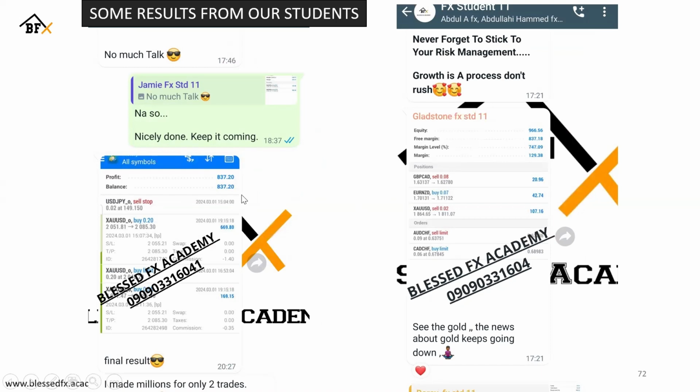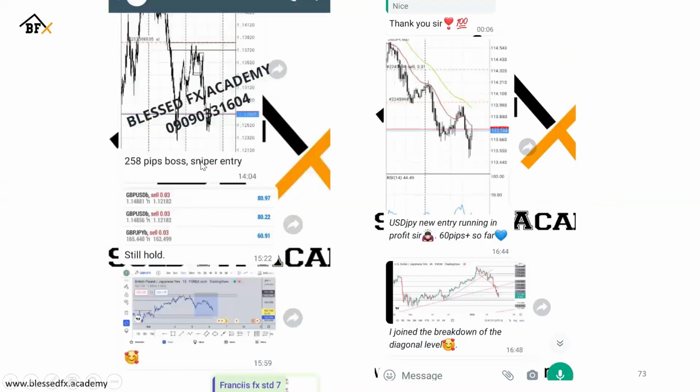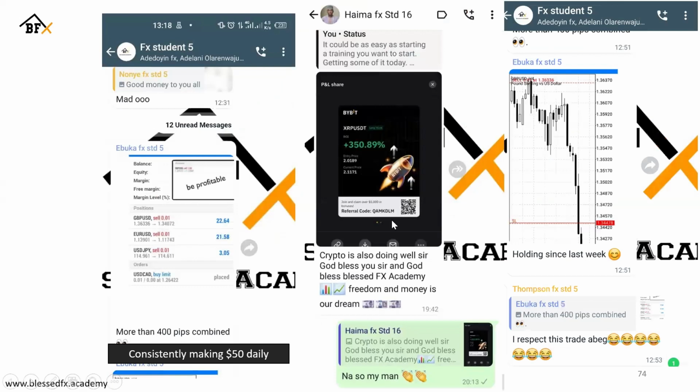Yeah, and you could see their results with good risk management. They are making money. They are drilling gold, right? This is basically gold for them. Okay, so this is a sniper entry, 258 pips. Keep holding, keep improving the results, right? And more like that. This is on crypto.